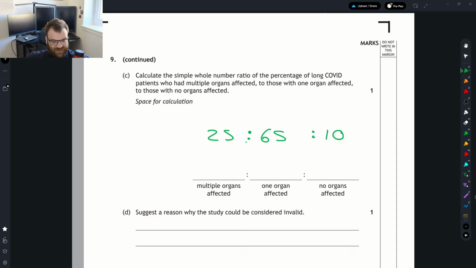In some of them, you might want to go in like baby steps. So maybe like half it first, and then see what number goes into it. Make sure it's the simplest way it can go. So it's cancelled down as far as possible, and it's whole numbers, so no decimal places allowed. Give one reason why this study could be considered invalid. So this would mean there's a difference between them.